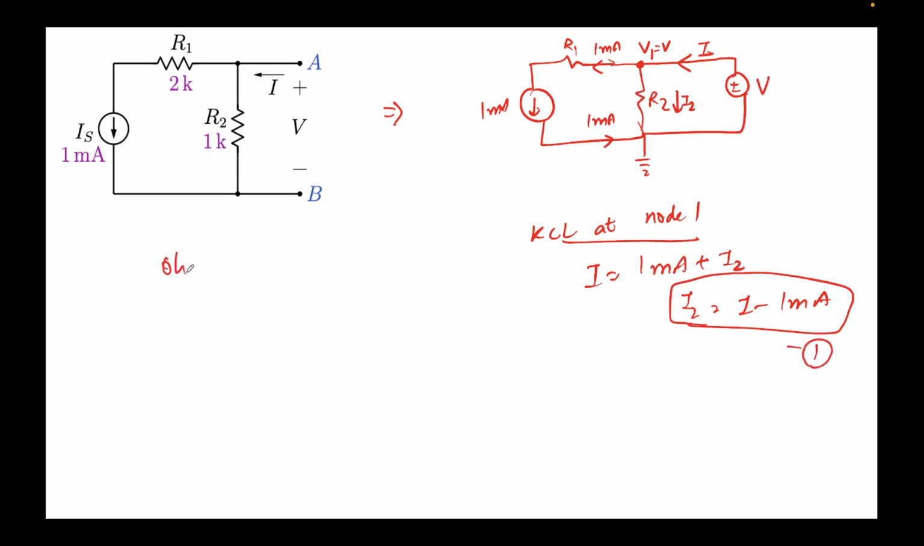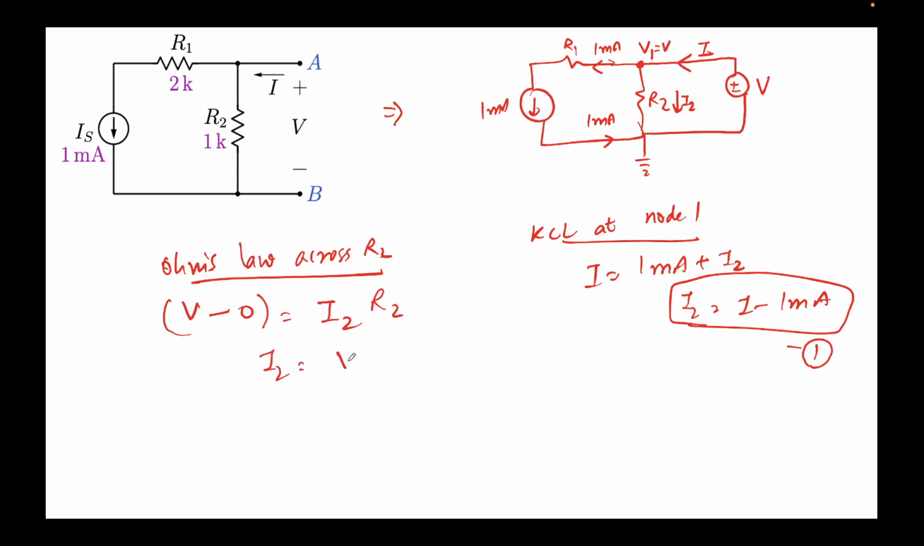Now I'll simply apply Ohm's law across R2. Ohm's law across this resistor: the voltage V minus 0 equals I times R, the current flowing through, I2 times R2. So I2 from this is V by R2. This is expression 2. Both are the same value of I2, so I can simply equate: I minus 1 milliamp equals V by R2. The value of R2 is 1 kilo ohm.